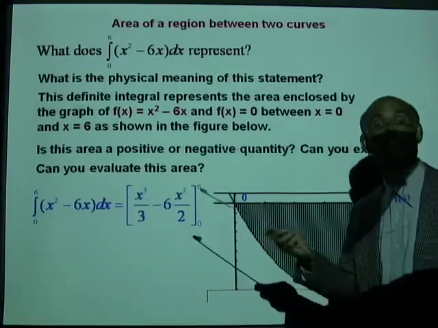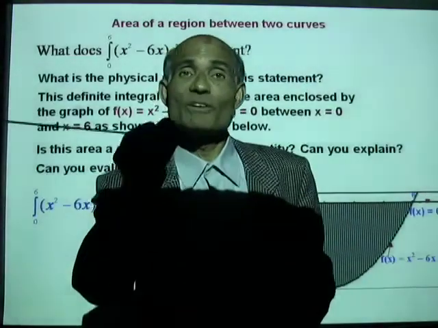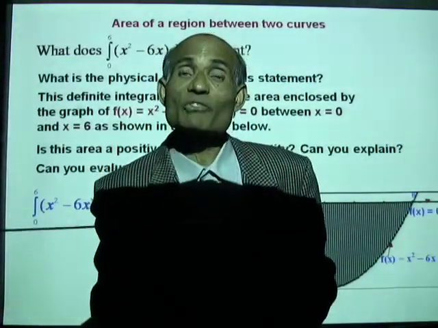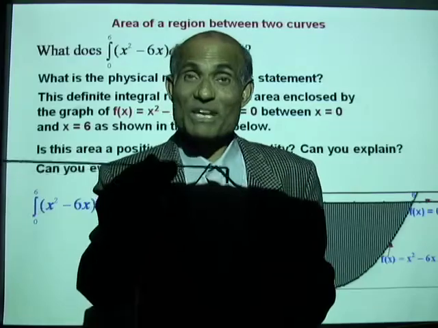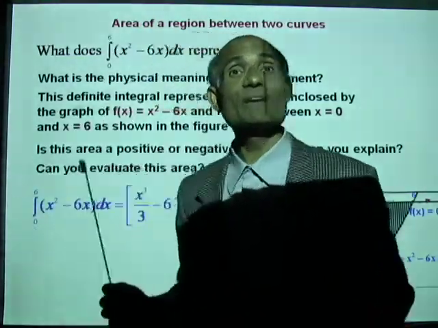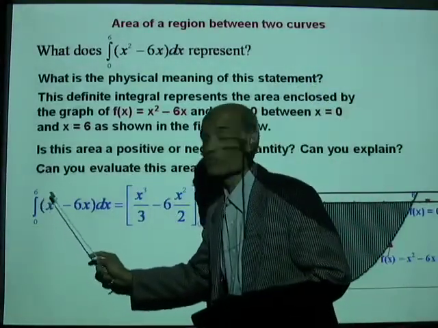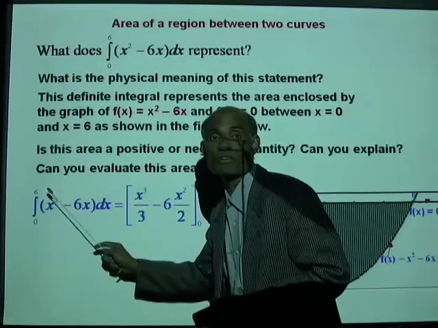The area enclosed by the graph of a function with the x-axis, if the area is below the x-axis, that is a negative quantity. If the area is above the x-axis, it is a positive quantity. Now, let's do this now. You know how to integrate this quantity.